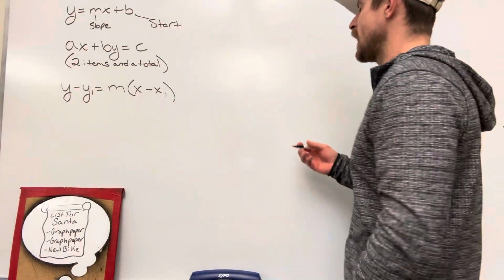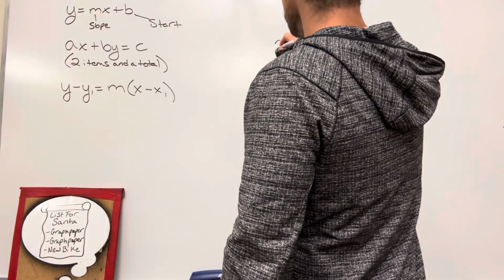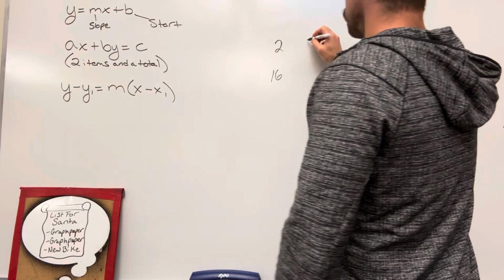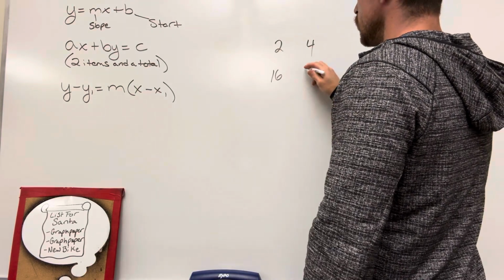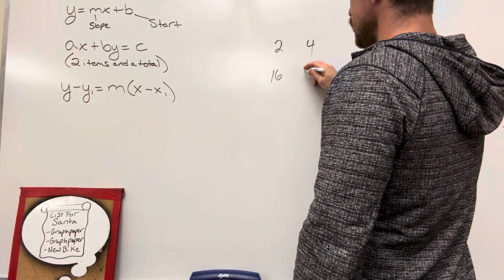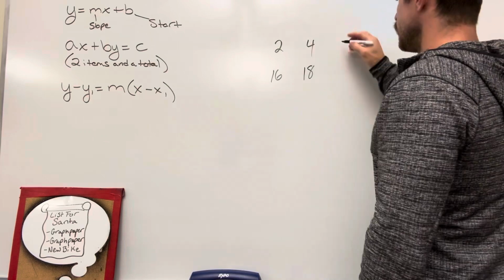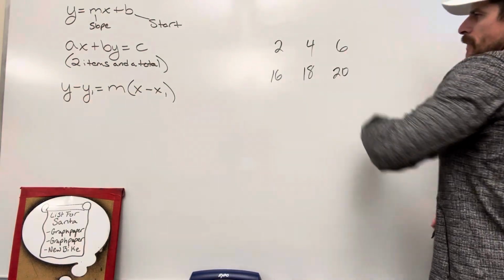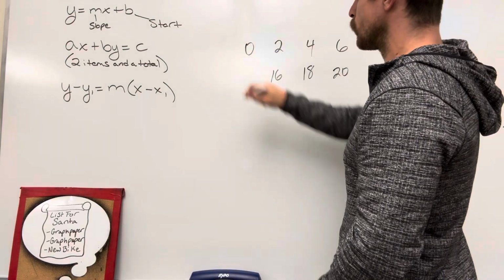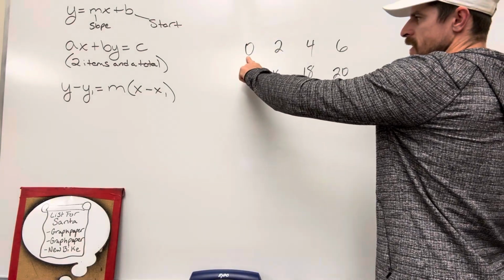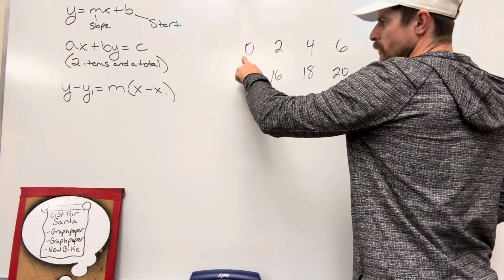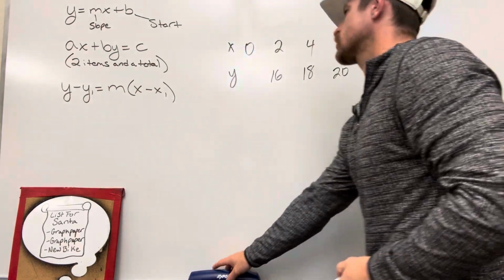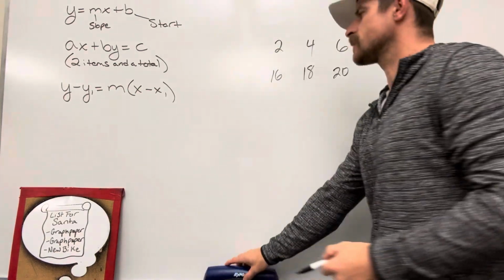You might be told that 2 of something purchased was $16. 4 of something purchased was $18. And then 6 of something purchased is $20. So if you're given this information, you're never given a starting point where 0 is this. That would be a starting point where x is 0. But in this case, we're not given that. So we're just given random pieces of information.